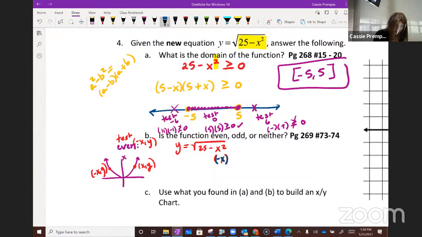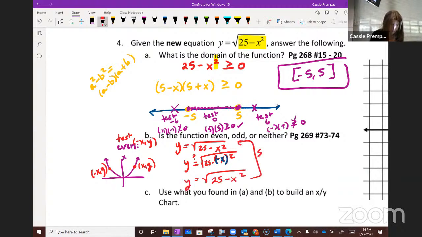Let's see here, I have y equal to, question mark, the square root of 25 minus negative x squared. What happens when you square a negative? It becomes positive. So do we get back the same function? Yes, it's the same. Therefore, this is an even function.